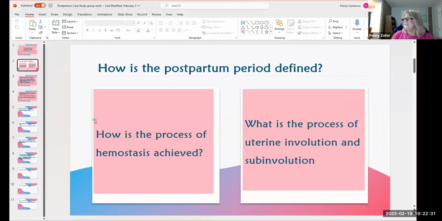Okay. How does the uterus achieve hemostasis? In other words, how does the uterus achieve reducing blood loss? Okay, how does the uterus stop bleeding? Contracting. Regular, good, strong contractions to cause those blood vessels to constrict. Okay, that's how hemostasis is achieved.